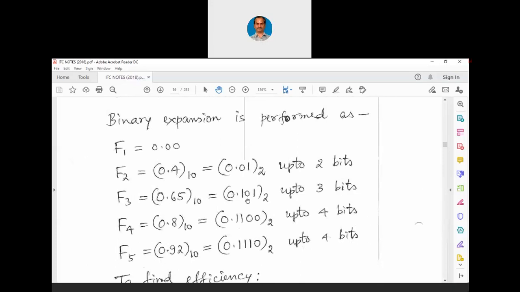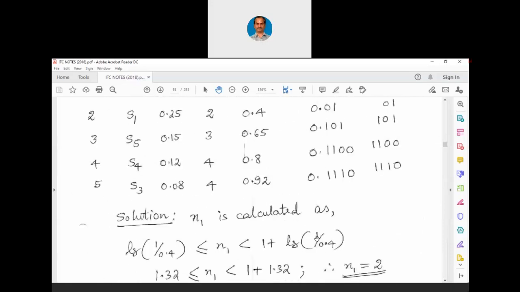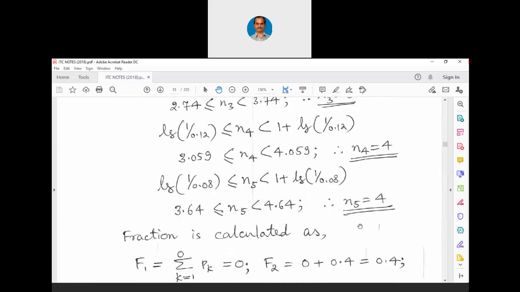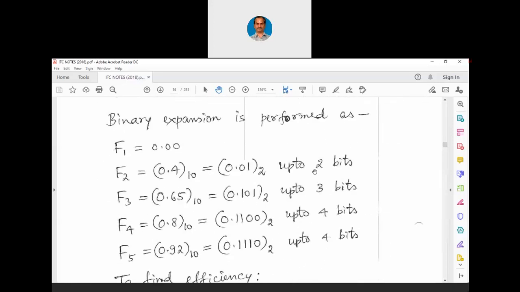Similarly, 0.65 we have to convert at least up to 3 bits because we have got that Ni as 3 for this particular probability. Similarly, for 0.8 it is up to 4 bits. For 0.92 it is again up to 4 bits. Just I will come back to this tabular column. You can see 2, 2, 3, 4, 4. So that way we have got 2 bits here, 3 bits here, 4 bits here, 4 bits here. In the very first case, anyhow it is 0, so it is 2 bits here.